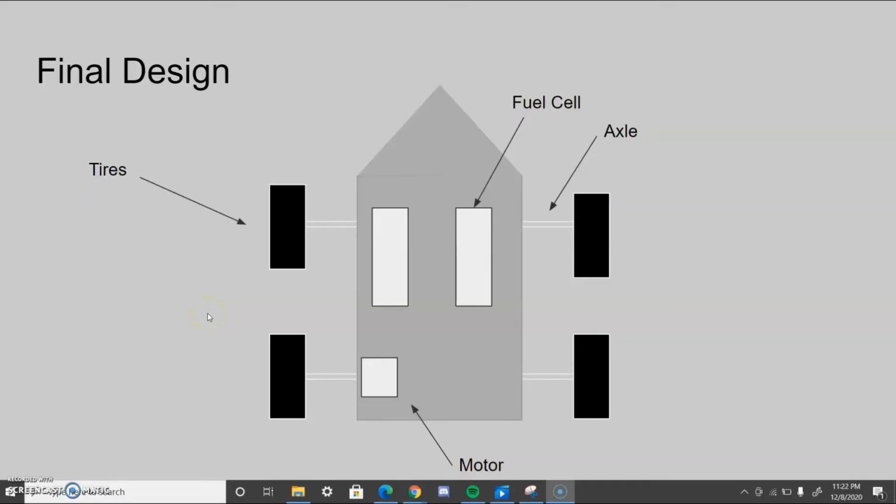After going through the brainstorming process, this is the final design we decided on. In this design, the front is pointy so that the car is more aerodynamic. The fuel cells are mounted towards the center so that the weight of the car is distributed very evenly, and the motor is mounted towards the back. And in this design, the chassis is made of cardboard, and the bearings used are straws.